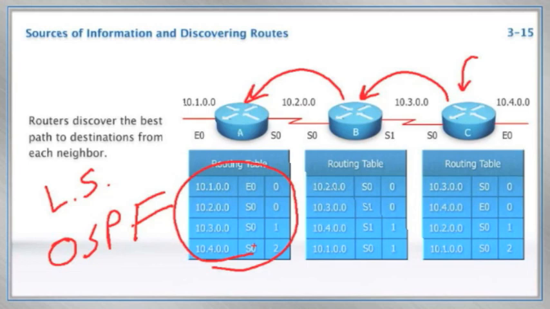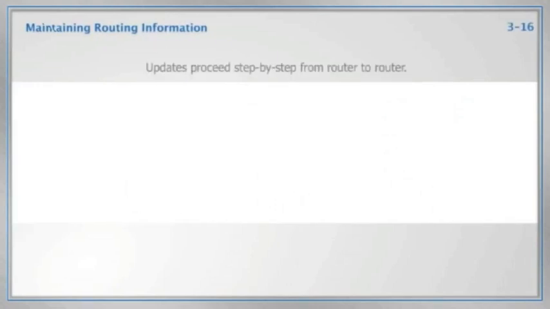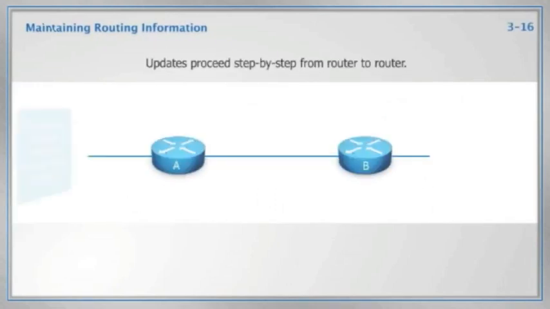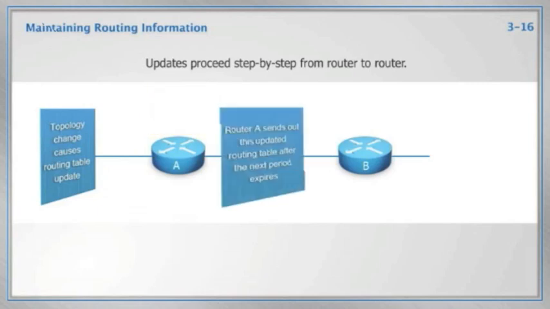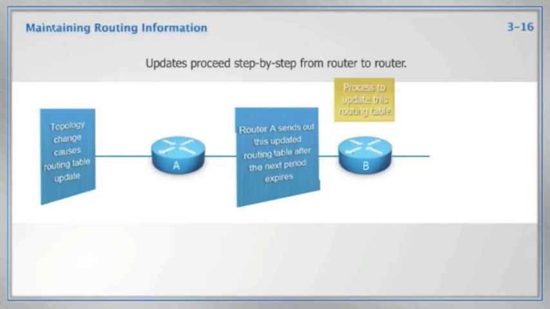So, updates come in. The router processes these updates, updates its routing table, and sends this information to the next device, which updates its information and, of course, sends it on.